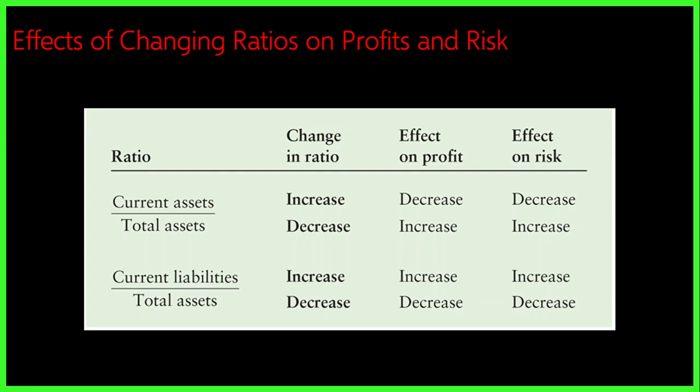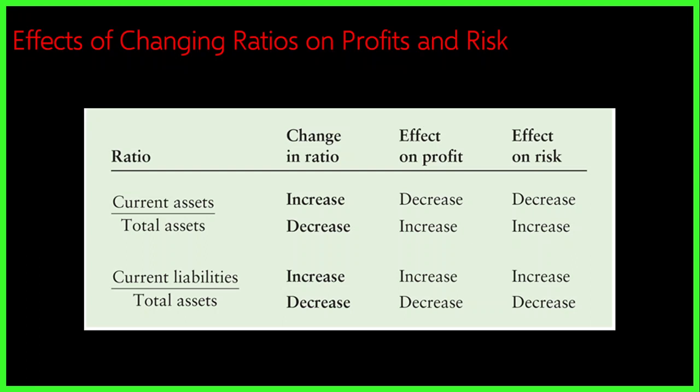Talking about the first ratio, the current assets over total assets. This is your current asset to total asset ratio. Now, it says if the ratio will increase, the effect on profit will be decrease. And the effect on risk will also be decrease.